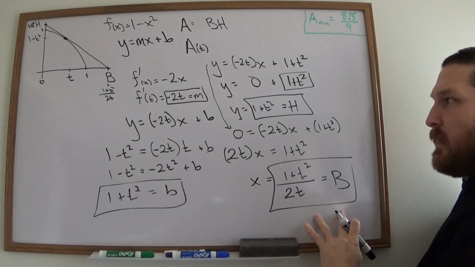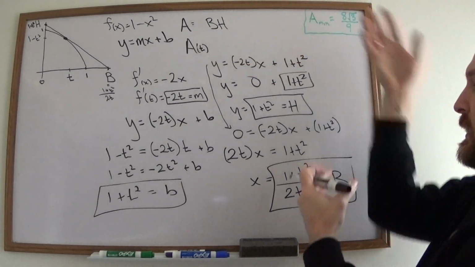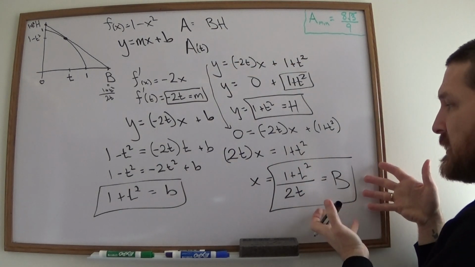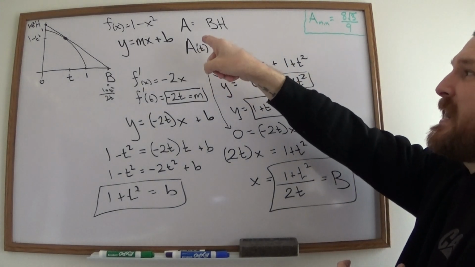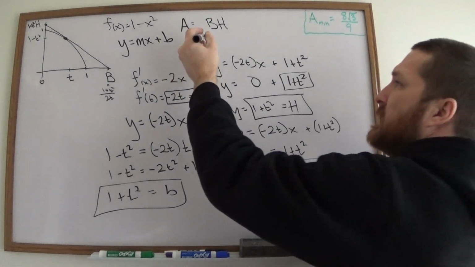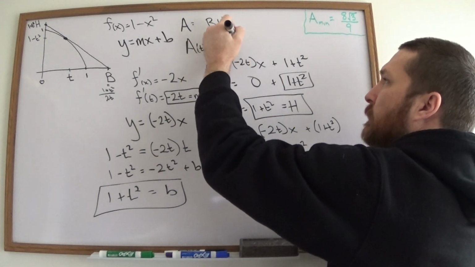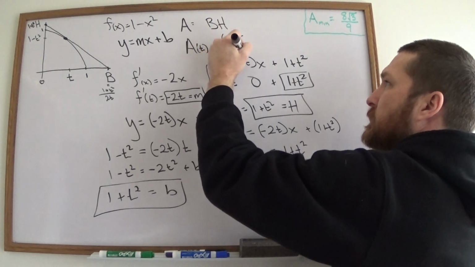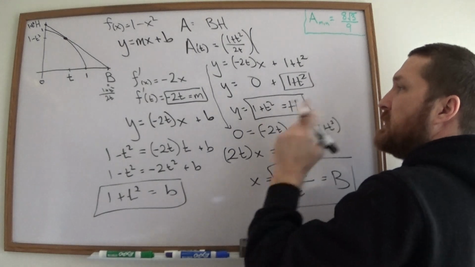Okay, and so now the area that I wanted was b times h. I have my b as a function of t, I have my h as a function of t, and so now I could get my area as a function of t. And so base was 1 plus t squared over 2t. Height was just 1 plus t squared.